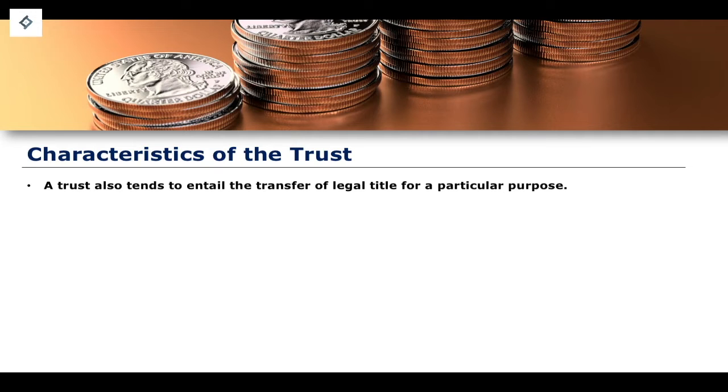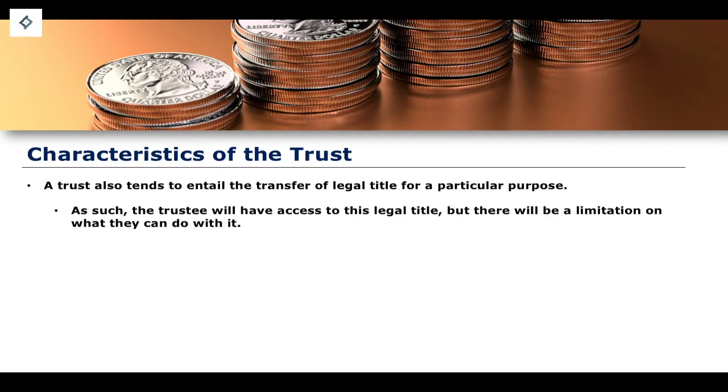So this is another characteristic that tends to exist when it comes to a trust. The trustee will have access to this legal title, but there is often a limitation on what they can do with it. Now, this depends on the type of trust, because the type of trust will determine the amount of authority that a trustee may have over the legal title to some property. So, for example, in a discretionary trust, there is actually quite a lot of power that a trustee may have, because they may be able to distribute the property among the various beneficiaries at their own discretion. Hence we get the idea of a discretionary trust in that regard.